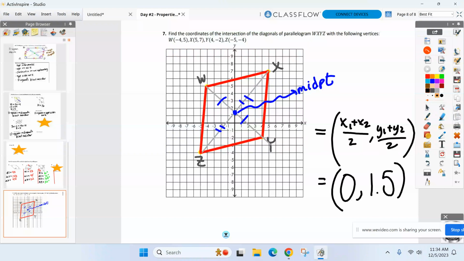And out of this, the intersection of the diagonals should be 0, 1.5, no matter which diagonal you found the midpoint of. Okay, all good? Please look at the bottom of your page.